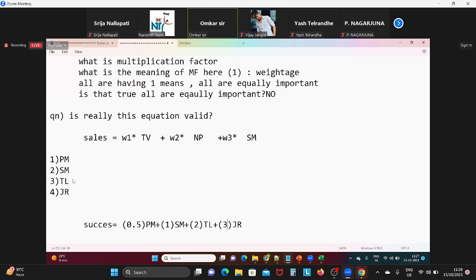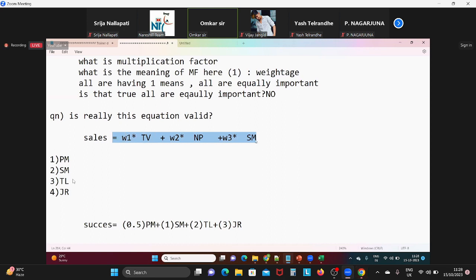The success of any project depends mainly on the team lead and developers. The project manager and senior manager just talk to clients. Here also, sales from the TV, the newspaper, and the social media do not contribute equally. That's why we mentioned W1, W2, W3.